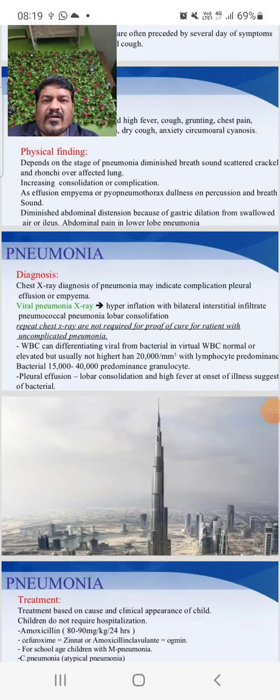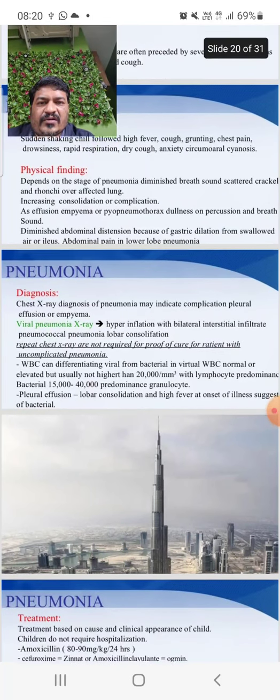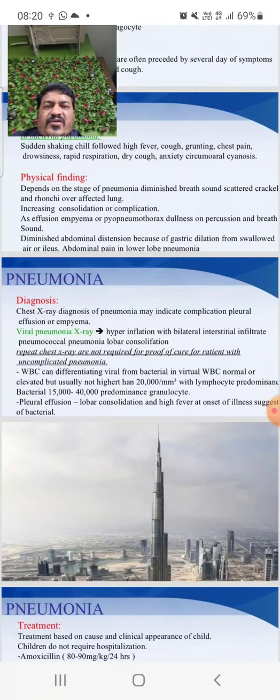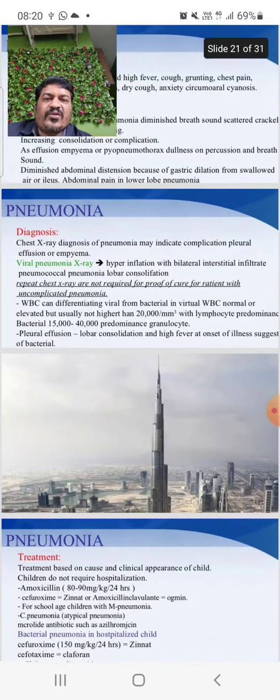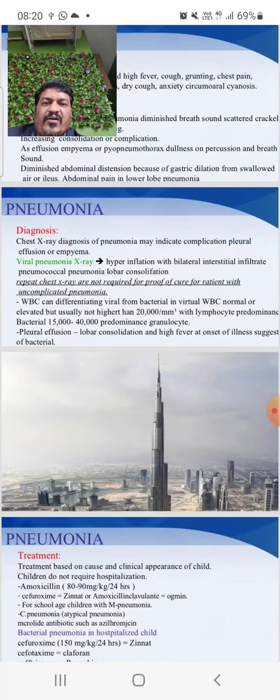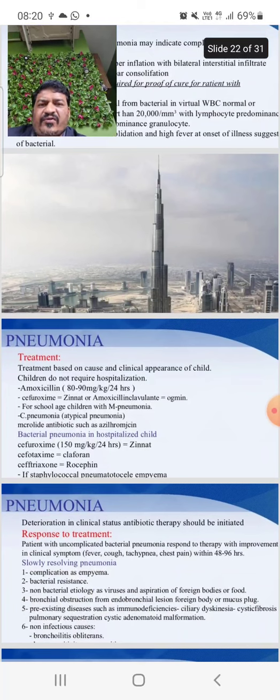WBC can help differentiate viral from bacterial. In viral, WBC is normal or elevated, but usually not higher than 20,000 per cubic millimeter, with lymphocyte predominance. In bacterial, it is elevated, 15,000 to 40,000, with neutrophil predominance. Pleural effusion, lobar consolidation, and high fever at onset of illness suggest bacterial infection. So, what about the treatment of pneumonia?